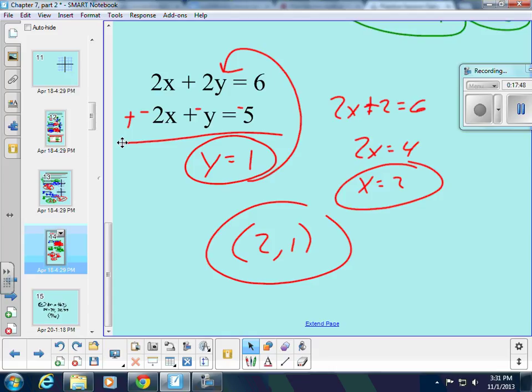And sometimes, like I showed in the first set of examples, before you even go ahead and graph it, if you just get the equations in slope-intercept form, you can look at the slopes and y-intercepts. And that can be enough to tell you if it's going to be a special case or if you'll get a solution.